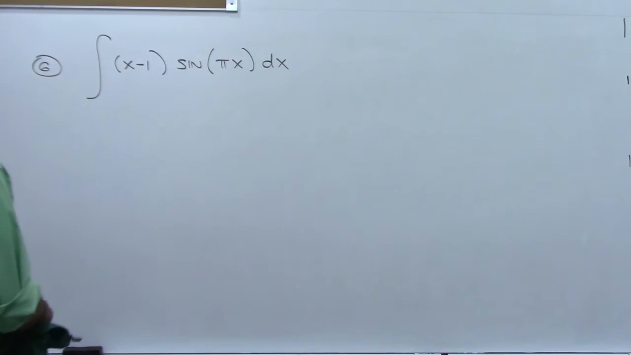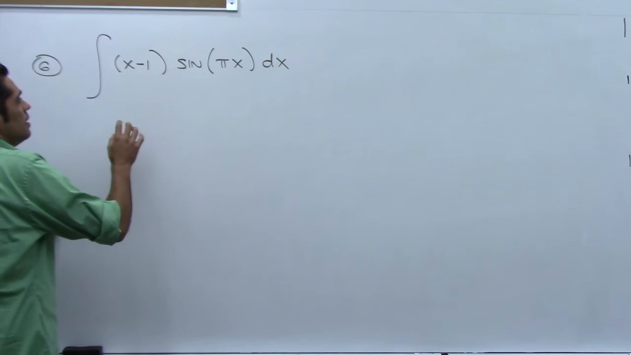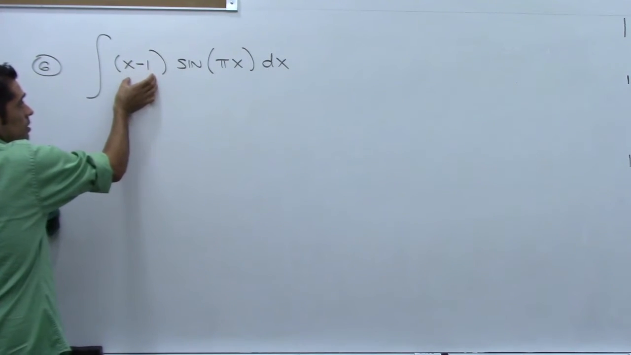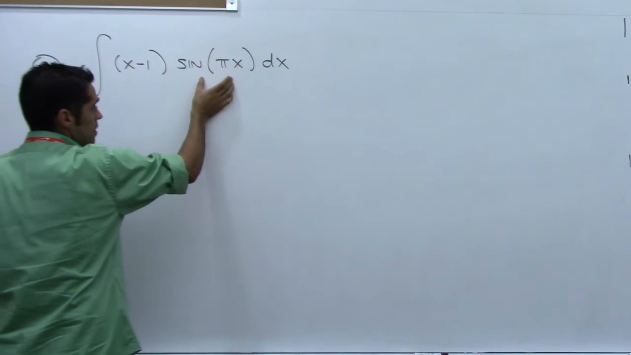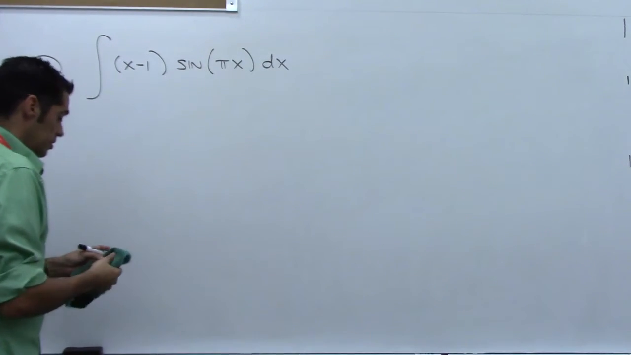Okay, so for this one, I'm going to try and pick a u and then a dv. And these are in parentheses, so I can choose this whole thing to be my u. The derivative of this is just dx, which is nice. This one would be my dv, so I have to be able to integrate that, but I should be able to integrate that without any issues.